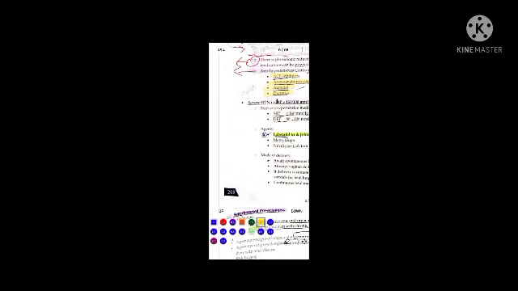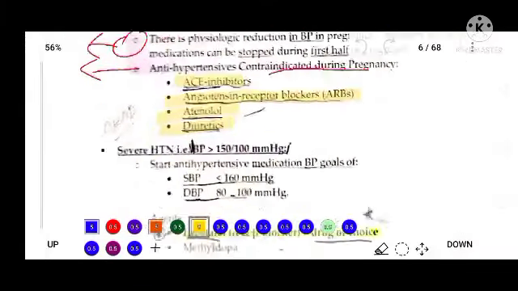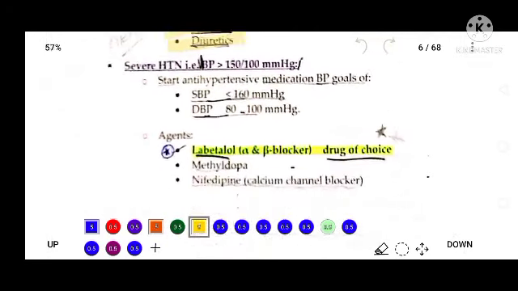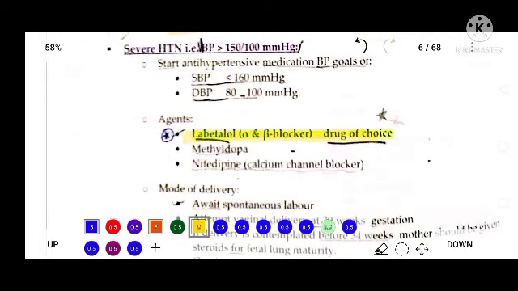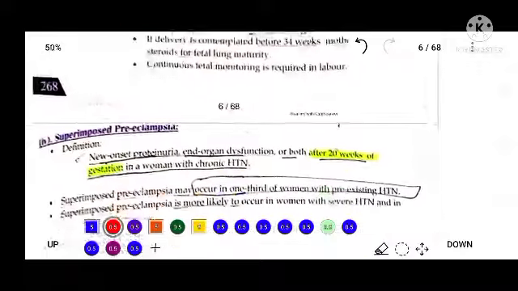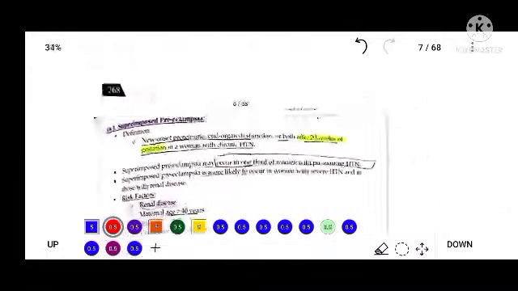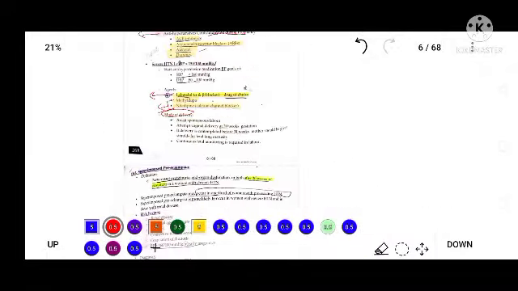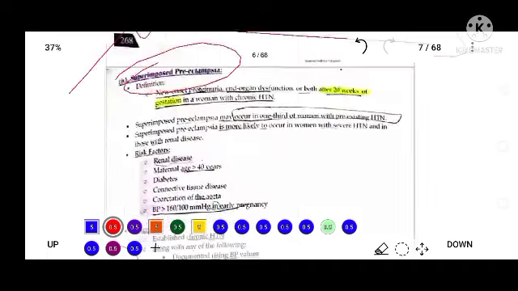But if we really want to control the hypertension of the patient, we can give labetalol and methyldopa with nifedipine. But labetalol is more effective as compared to both methyldopa and nifedipine, so labetalol can be prescribed. Mode of delivery should be awaited, looking for vaginal delivery and superimposed preeclampsia. It is another condition. So in this way we can manage pregnancy-induced hypertension.